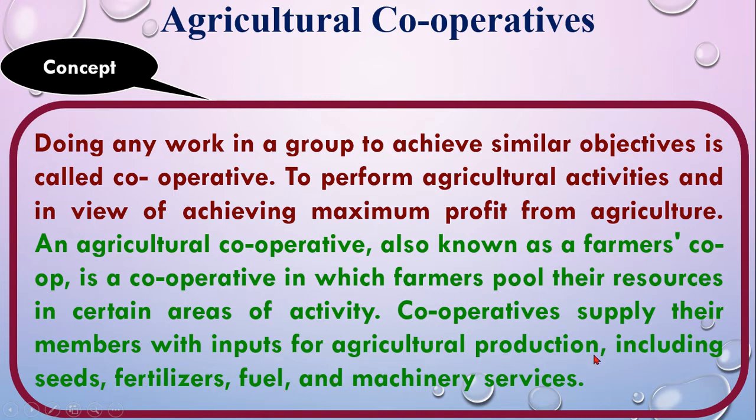So that means when some group of people work together to achieve something, that is called cooperative. And agriculture cooperative means when farmers are doing any work for their agriculture purposes. So this is very important for your knowledge based question. You can get questions like: what is cooperative or what is agriculture cooperative? So you have to write down these points.